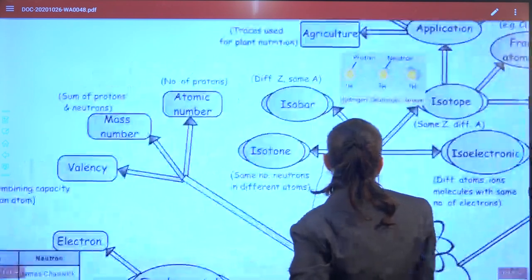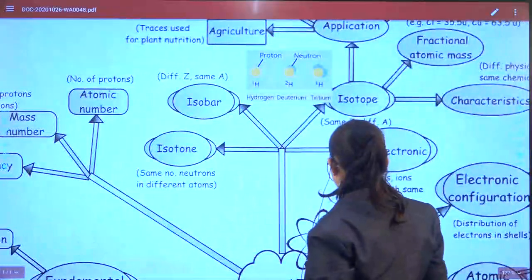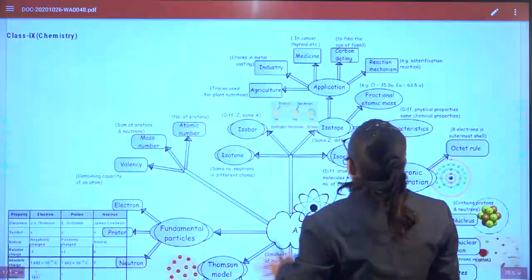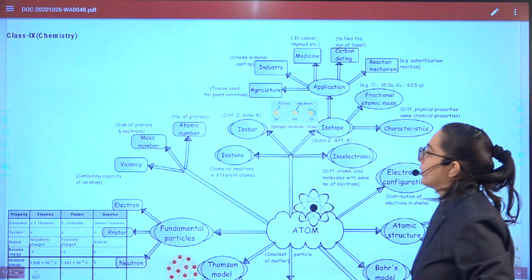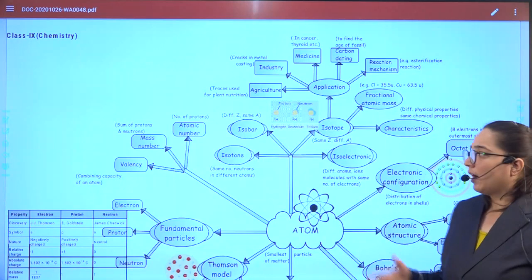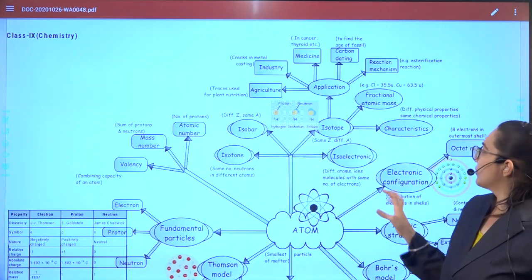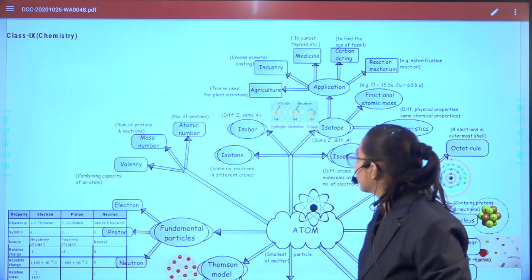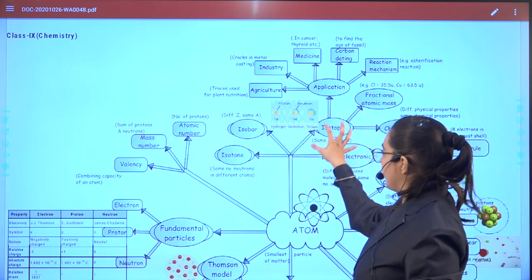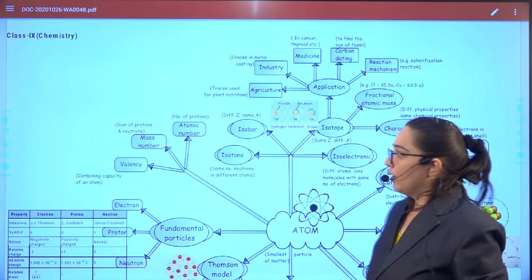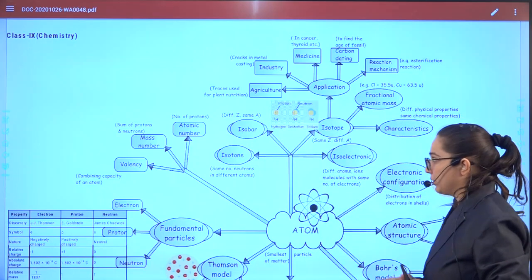Hope this content is clear now. This is the next content which we are going to discuss, and this is the last zone which we are going to discuss about it. Isotope and isobar. What is the difference between now these two things?